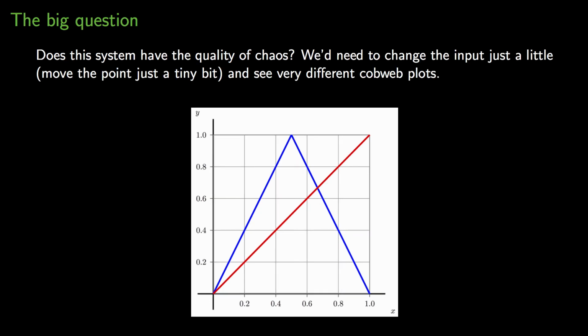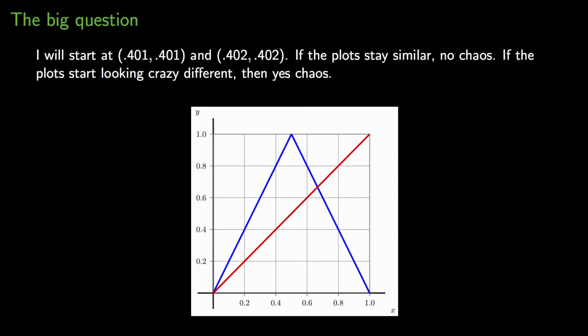So the big question: does the system show the quality of chaos? What does it mean to show that it has or does not have chaos? What we have to do is run a test with 2 different inputs. We're going to change the input just a tiny bit. We're going to scooch our input point. And then if there's chaos, we're going to see very different cobweb plots. So what I am going to do is start with 0.401, 0.401, and 0.402, 0.402. That's a very small change, right?